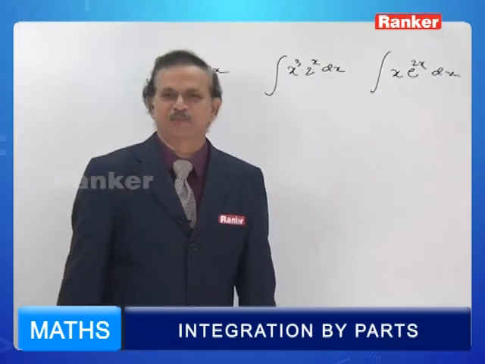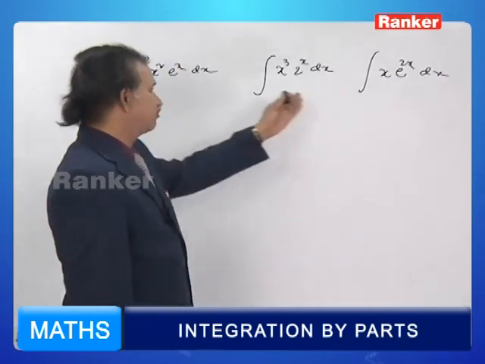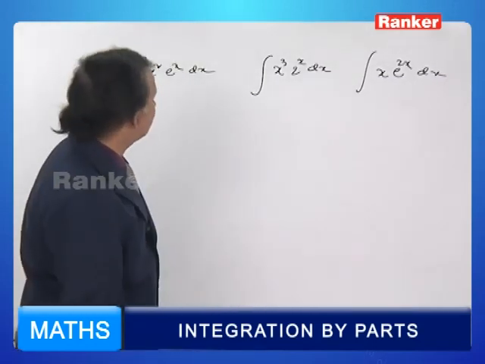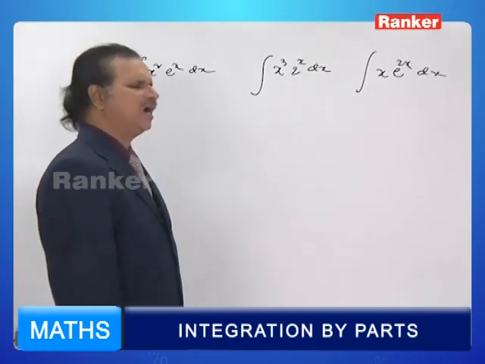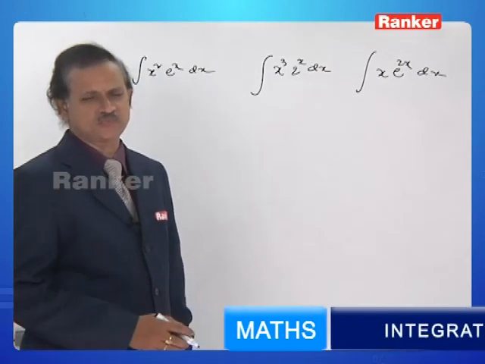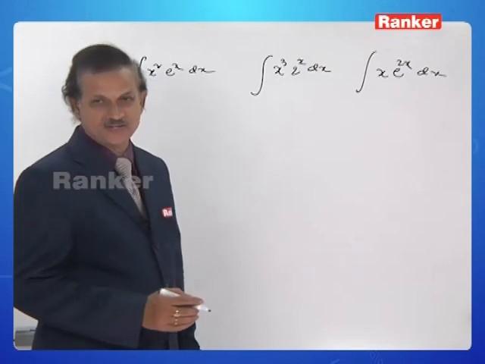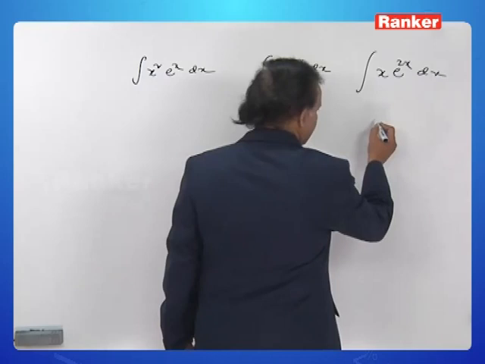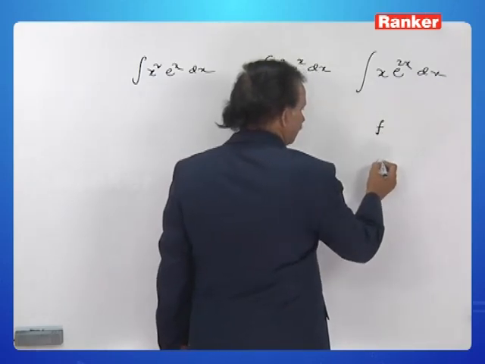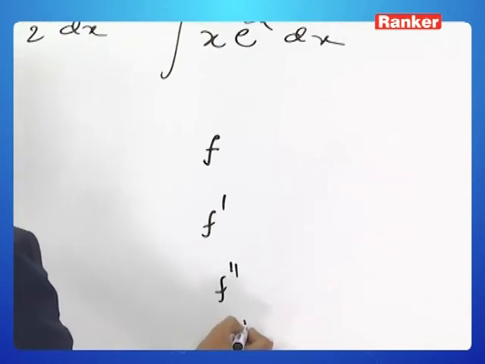Observe these problems. In all these problems, a polynomial x square, x cube, x like that, and an exponential function is present. For these problems, or in fact actually speaking for any type of such problems, there is a beautiful condition of applying this product rule, that is f of x, f dash x, f double dash x, f triple dash x, etc., etc.